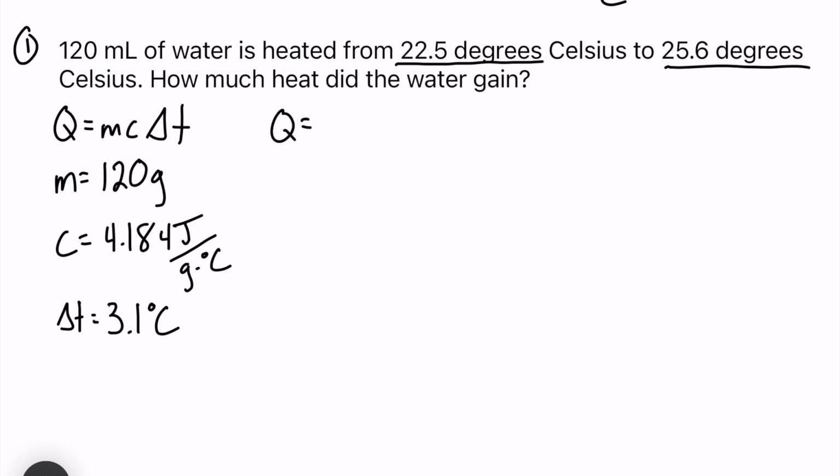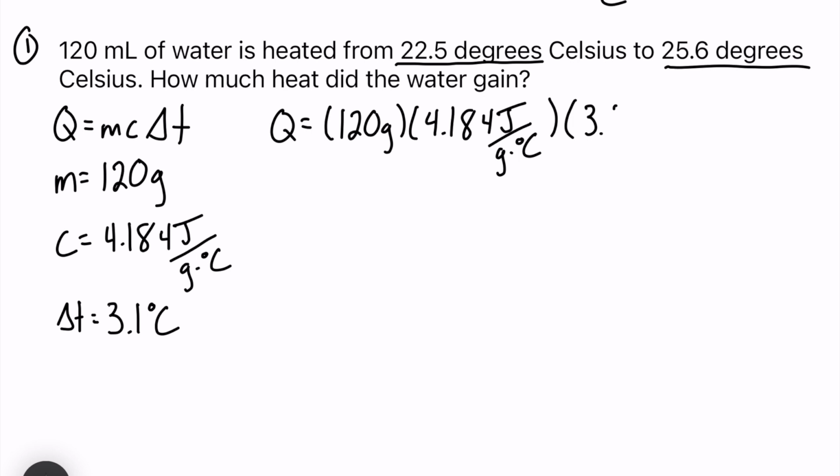So let's go ahead and apply these numbers to our formula. So we have Q equals the M, which is 120 grams, multiplied by our C, which is 4.184 joules per gram per degree Celsius, and that's multiplied by our change in temperature, which is 3.1 degrees Celsius. Now, what you're going to do is type that into your calculator. So 120 multiplied by 4.184, and that's multiplied by 3.1, and what you're going to get as an answer here is 1,556.45 joules.